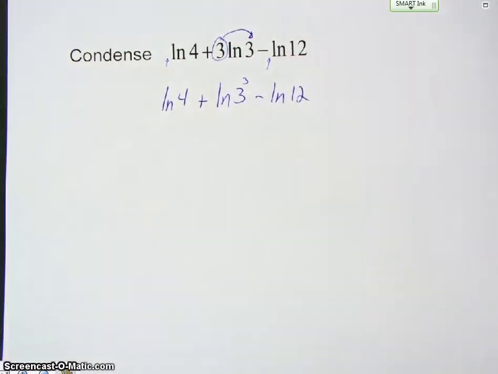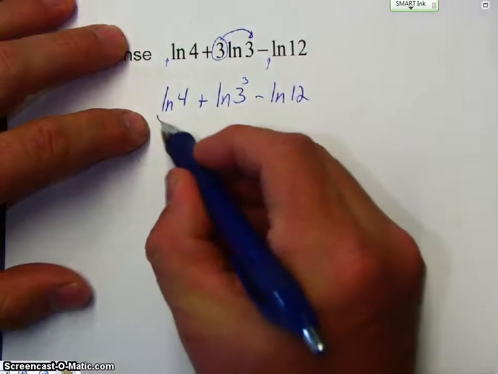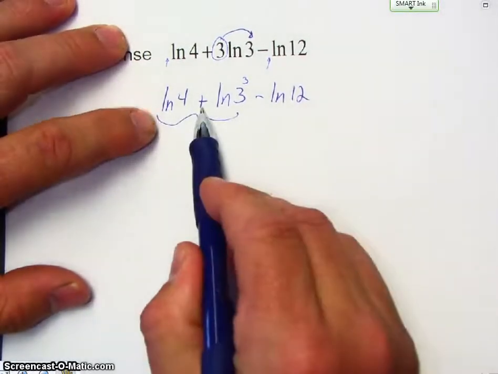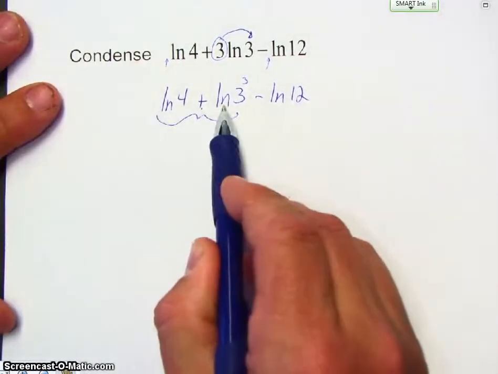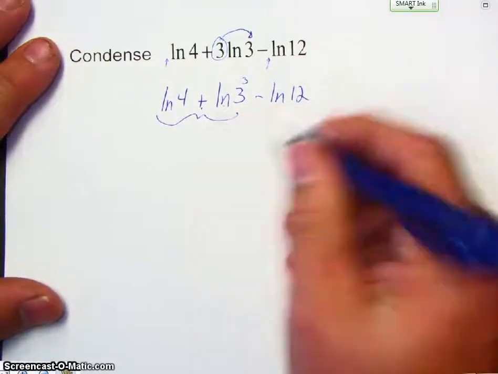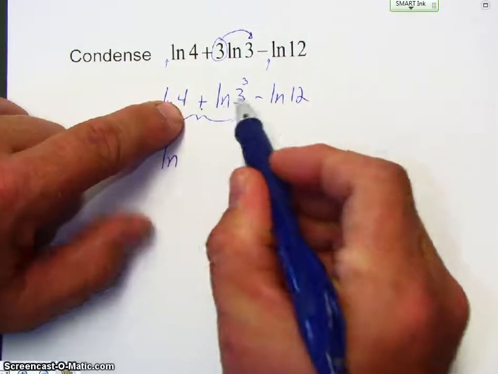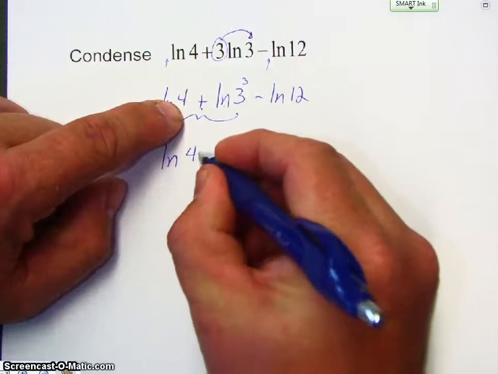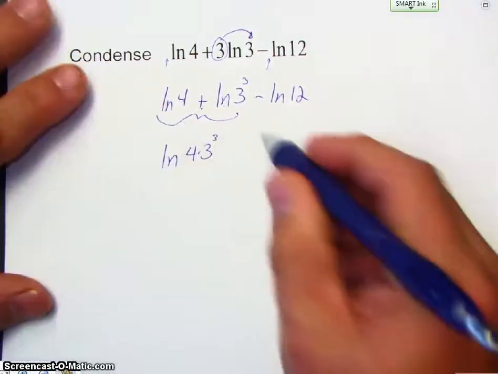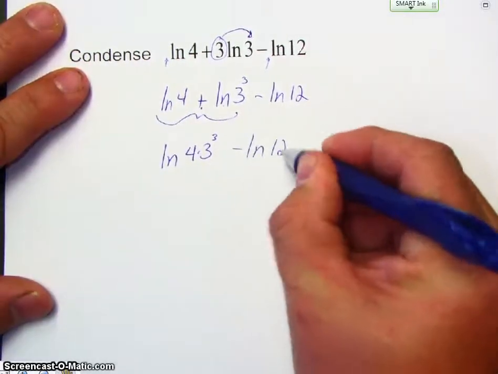Just like in all mathematics, you start on the left and you work your way to the right. So look at the first two here. It's addition. The logs are the same. So therefore, you multiply. So you take natural log. So it'll be 4 times 3 cubed minus natural log of 12.